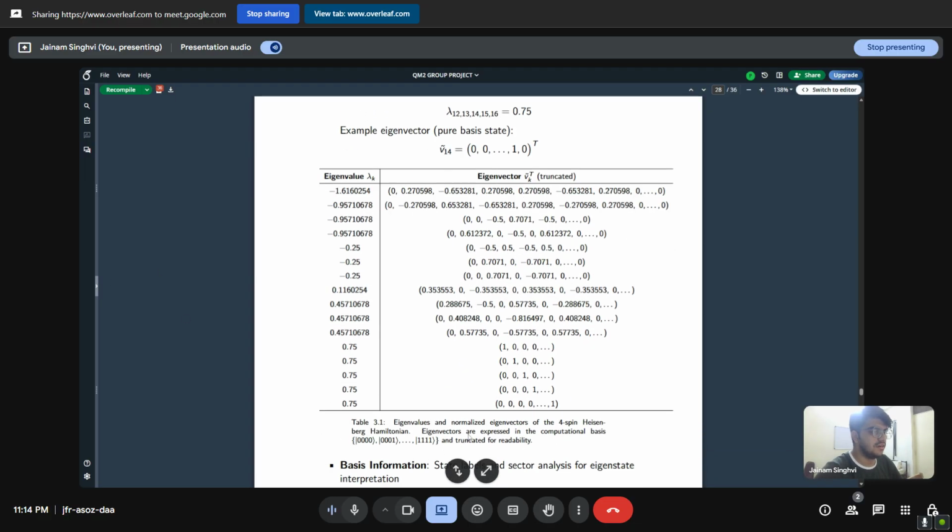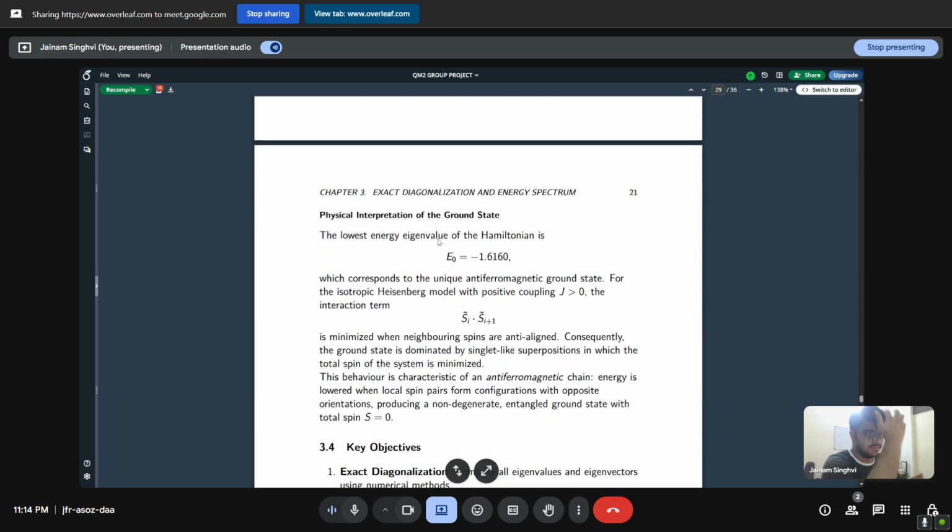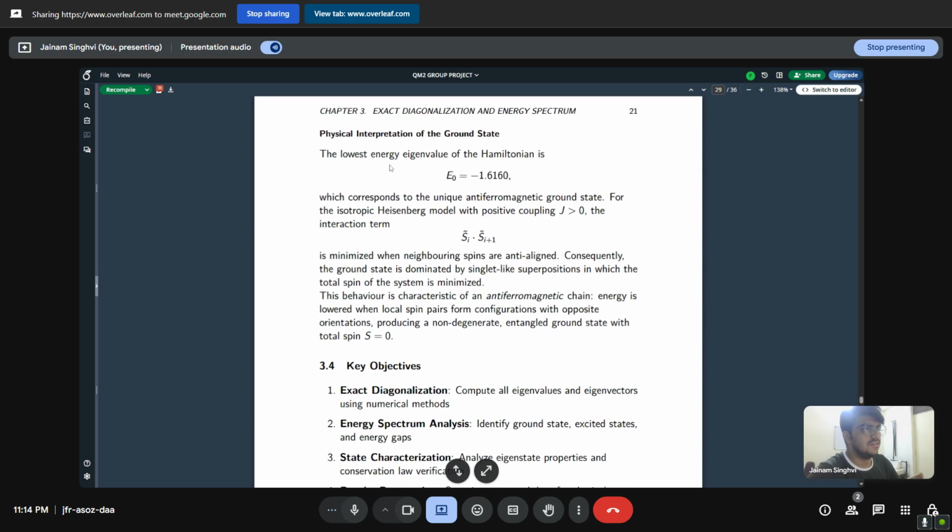This is the table for eigenvalues and normalized eigenvectors of the four-spin Heisenberg Hamiltonian, from the 16 cross 16 matrix that we found in chapters 1 and 2. The eigenvalue 1 is the least eigenvalue in the entire table, corresponding to minus 1.616025. We are studying the physical interpretation of these ground states here. As mentioned, the lowest energy eigenvalue of the Hamiltonian comes out to be minus 1.6160, and this corresponds to the unique antiferromagnetic ground state.